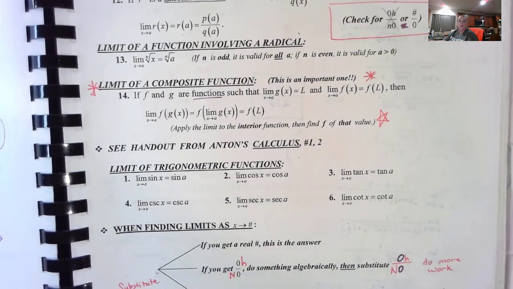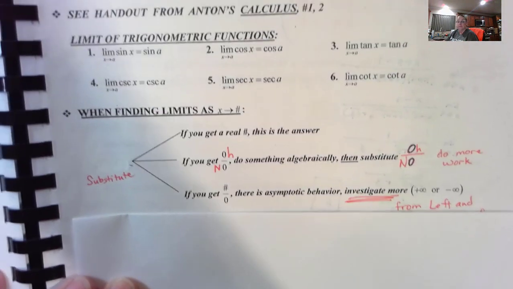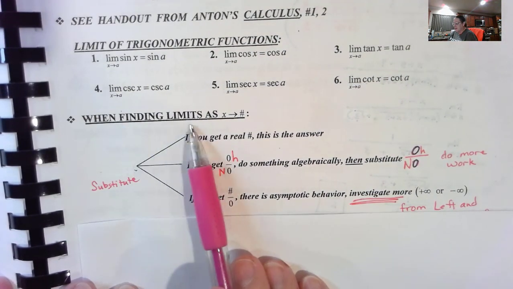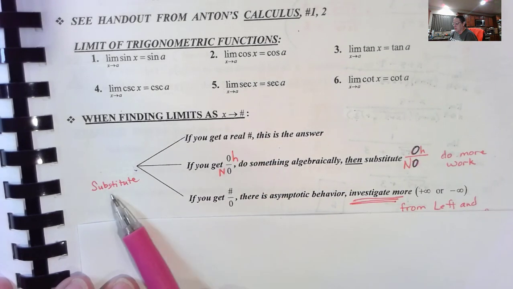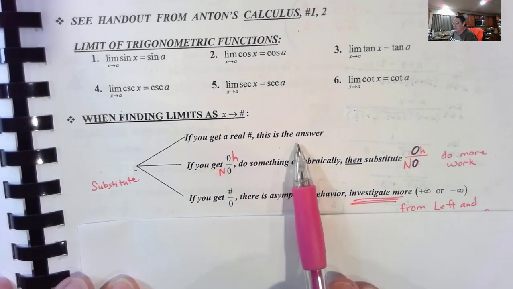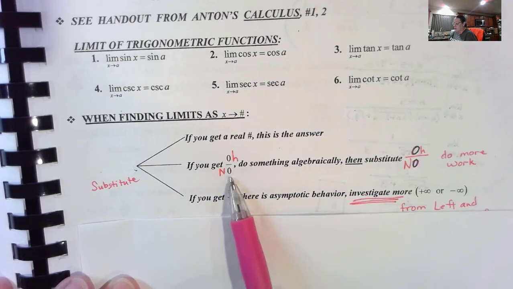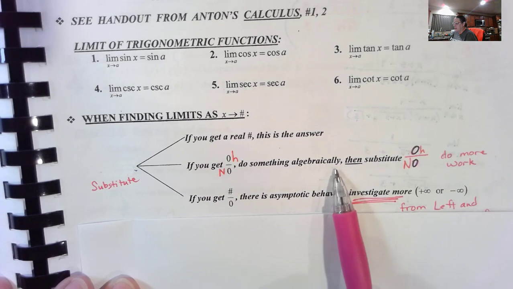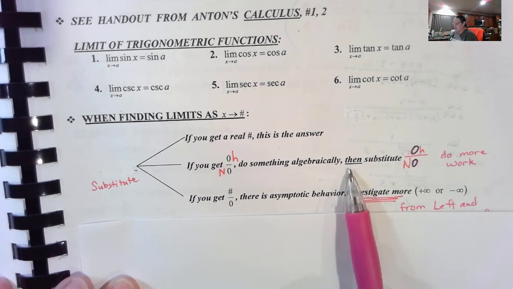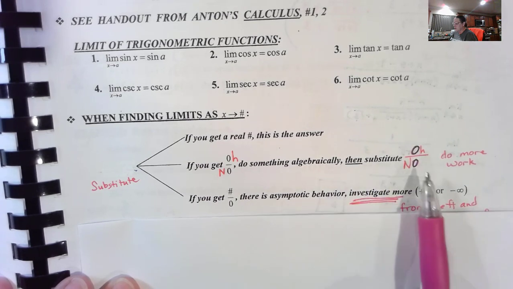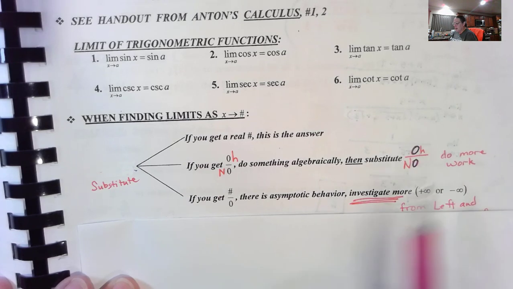And now we have 3 rules. When we find limits as x approaches some number, we're going to substitute. If I get a real number, that is your answer. If you get 0 over 0, or I like to call it oh no, we're going to do something algebraically, and then we're going to substitute. We'll talk about that in a little bit. So oh no means do more work.